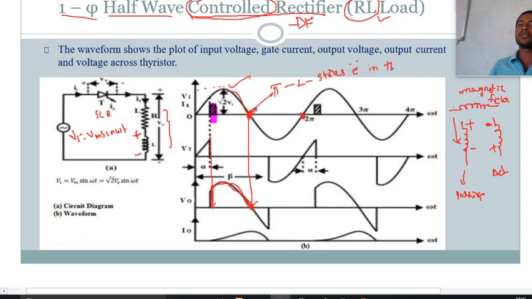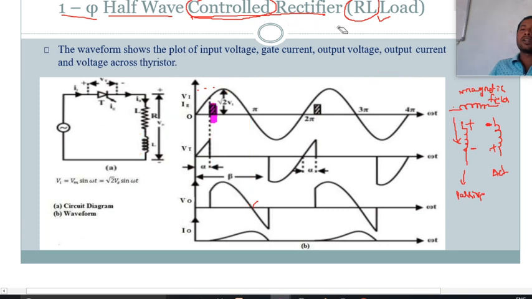And look at this one. At this point, in the R load, the thyristor will be turned off. But in this case, an inductive load is there. So what is the difference between the R load and the RL load? Look at this one, this is the most important point.